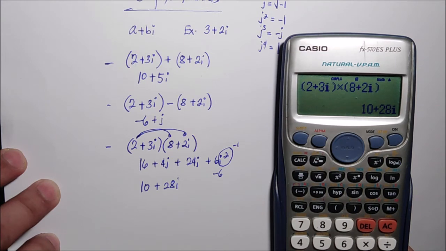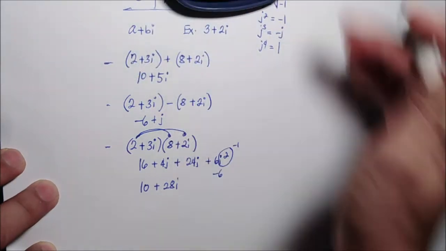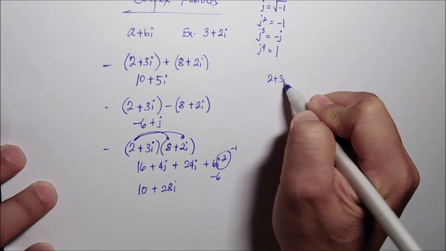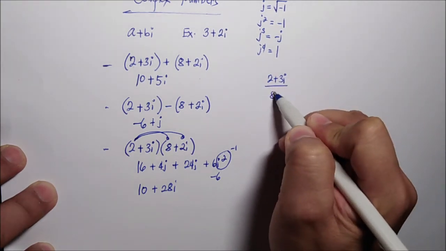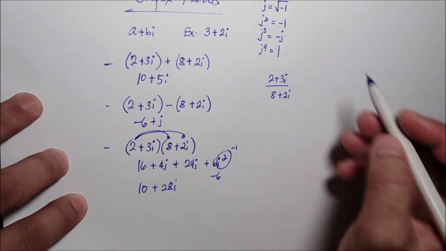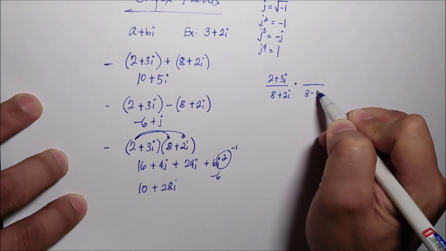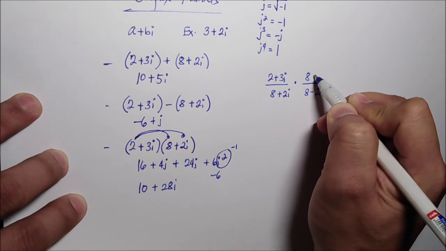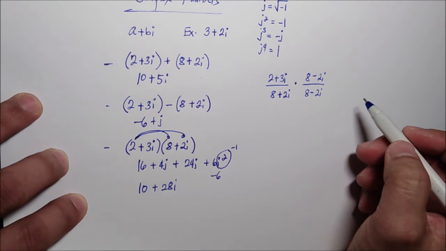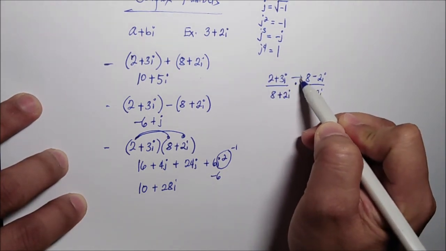Okay. Now, for example, we would like to divide 2 plus 3i over 8 plus 2i. You can divide this like this: multiply it by 8 minus 2i over 8 minus 2i. We change the sign. Then apply the distributive property, multiplying the numerator and the denominator.